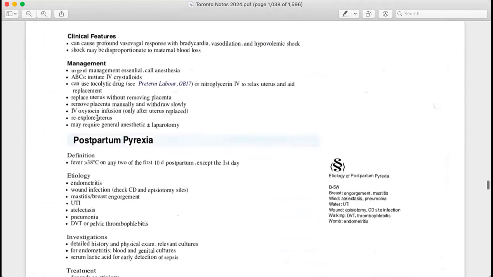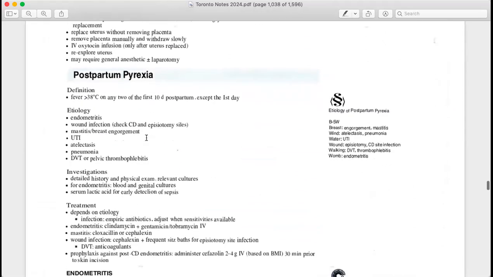Postpartum pyrexia. Now the patient is experiencing fever more than 38 degrees Celsius. Endometritis could be one of the causes, wound infection, mastitis, UTI, atelectasis, pneumonia, DVT. You are going to start with the history and physical examination. Endometritis by doing the blood and genital cultures, and then serum lactic acid for the early detection of sepsis. So for sepsis, we do serum lactic acid.